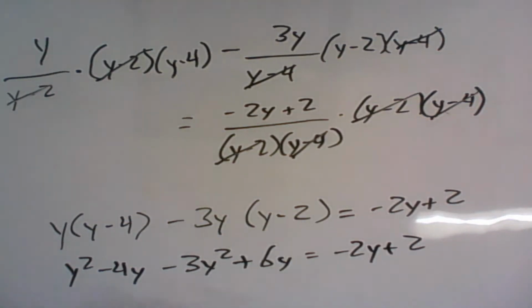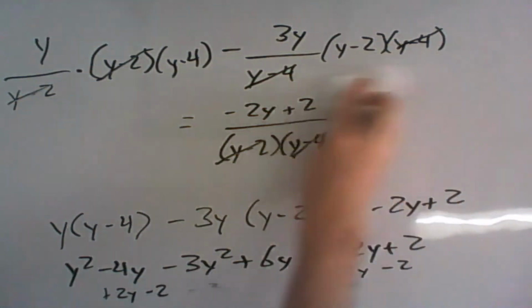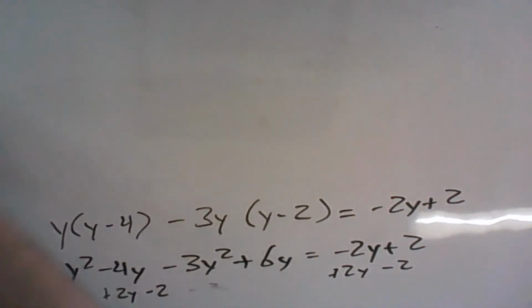Okay, in this last step, we need to get everything to one side. So we're going to add the 2y and subtract 2. Doesn't matter where we put this, it's going to do the same thing. Okay, now combine like terms.